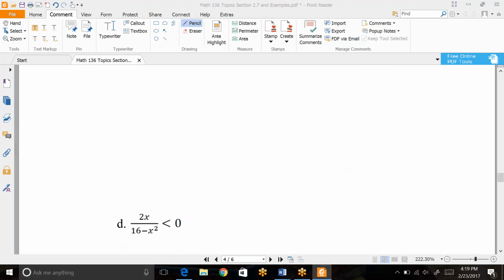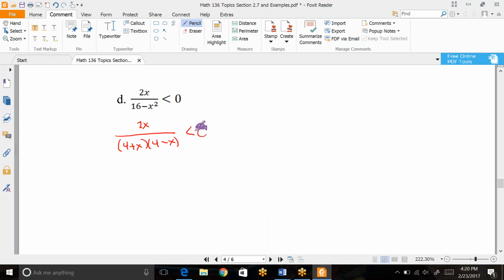Okay, so we did C in class, so let's skip down to D. D needs to be factored first, so this would be 2x over 4 plus x and 4 minus x less than 0. Our top consists of 2x equal to 0, which would mean that we have 0 as a critical value this time. Our bottom has a 4 plus x and a 4 minus x.